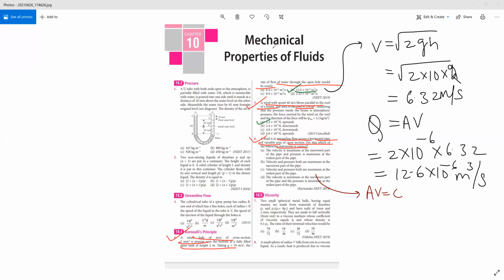According to Bernoulli's theorem, P plus half into rho into V square is equal to constant. Hence, when fluid flows across a horizontal pipe of variable area of cross section, its velocity is maximum and pressure is minimum at the narrowest part, and vice versa. Therefore, for sixth one, the fourth option is the right answer. That is, velocity is maximum at the narrowest part of the pipe and pressure is maximum at the widest part of the pipe.